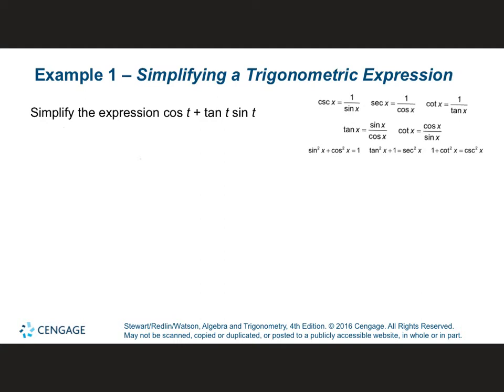If we look at example 1, it tells us to simplify the expression cosine t plus tangent t times sine t. Your whole idea with these, you want to focus on turning anything that's not cosine or sine into cosine or sine. It's going to be a lot easier to work with sine and cosine than it would with any other type of trigonometric function. So if we look here, we have cosine t. It's the same thing as saying cosine x or cosine theta. Cosine t, we don't really change that.